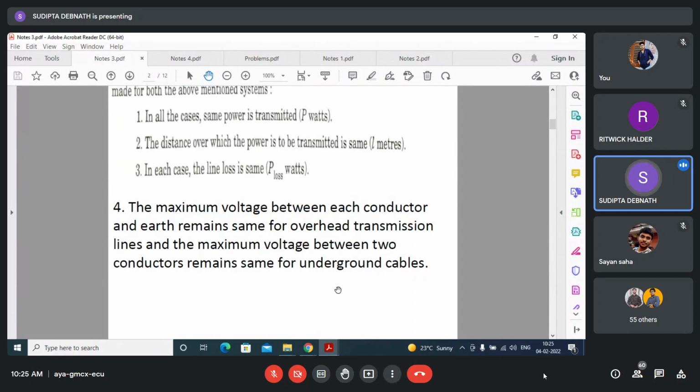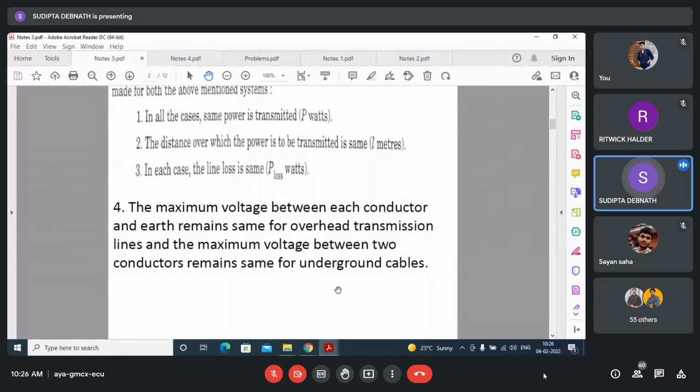Okay. So for DC, what will be the power? Power will be V into I. But for AC, for DC the power will be Vmax into I, but for AC, it will be Vmax by root 2 into I cos theta. This difference you must remember.